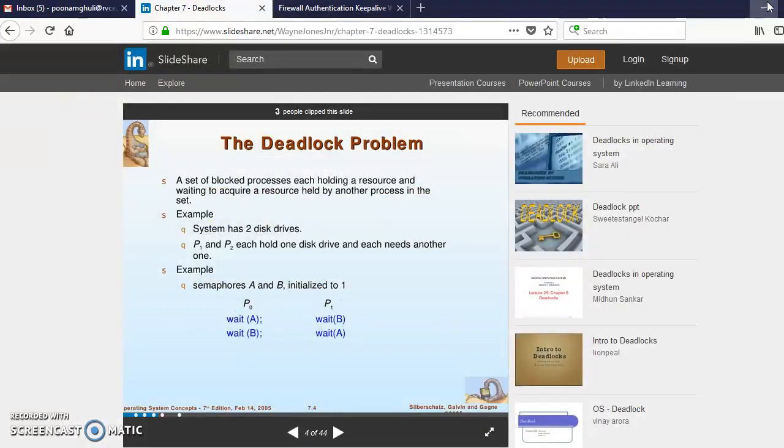Good morning, friends. I would like to talk on a chapter in operating systems which is called deadlock.